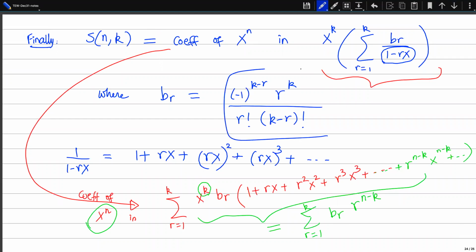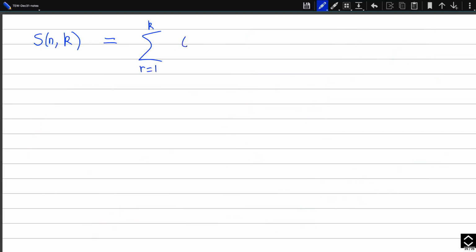But this is br. So I take br, if I multiply it by r to the n minus k, what will happen is the power of r on top, I have to do one further n minus k. They will totally give me an r power n here. So br into r power n minus k will give me an r power n on top. So this is r power n, and then the bottom is r factorial times k minus r factorial.